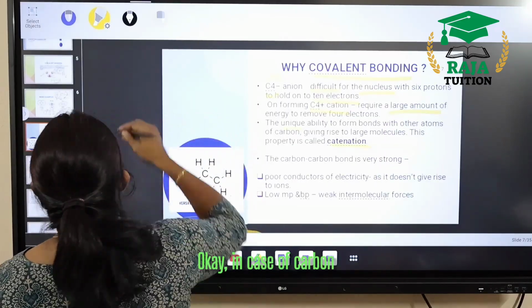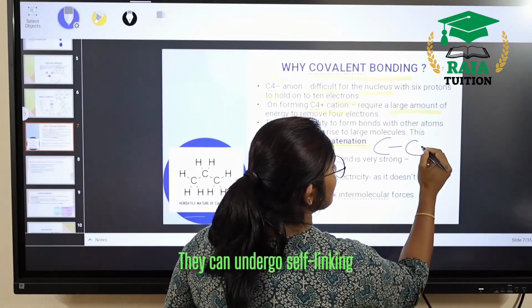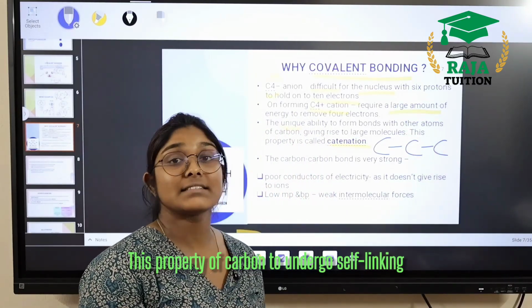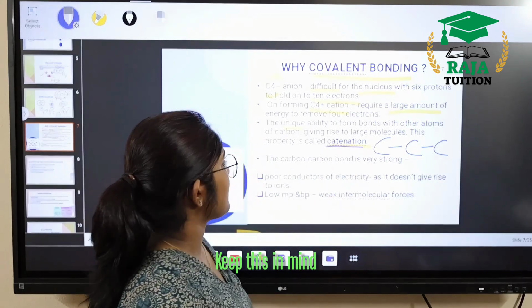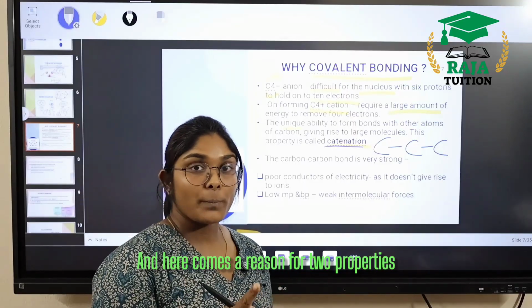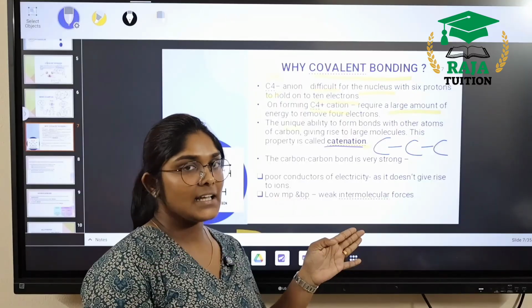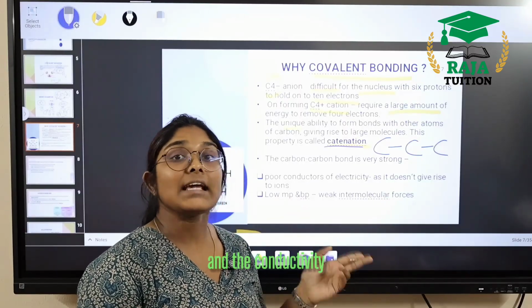Okay, in case of carbon, what will they do? They can undergo self-linking. This property of carbon to undergo self-linking is referred to as catenation. Okay, keep this in mind. And here comes the reason for 2 properties that carbon exhibits, which we have discussed in the first slide. That is the melting point, the boiling point, and the conductivity.